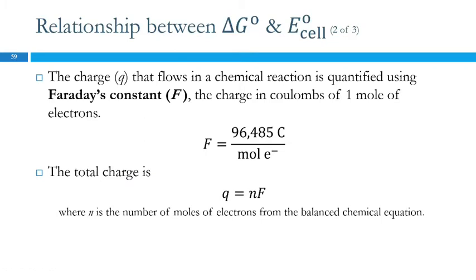So the amount of charge that flows in an electrochemical reaction is quantified using Faraday's constant, which is symbolized with F. This is the charge in coulombs of 1 mole of electrons. And so 1 mole of electrons has a charge of 96,485 coulombs. So if we want to know the total charge that flows in a chemical reaction, it will be the number of moles of electrons times Faraday's constant. That will give us the charge in coulombs. And we would get this number of moles from the balanced chemical equation.